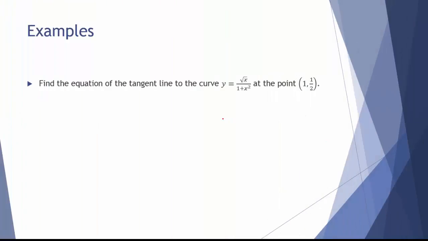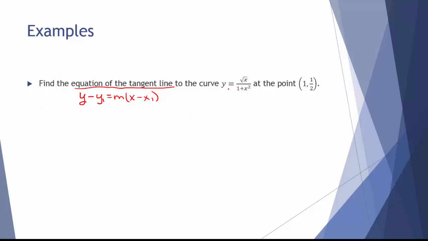Let's take a look at another example. Find the equation of the tangent line to the curve y equals the square root of x over 1 plus x squared at the point 1, 1/2. So notice we're right back to find the equation of the tangent line. To find the equation of any line, you only need two things. You need a point and a slope, at which point you can then use the point slope form: y minus y sub 1 equals m times x minus x sub 1. We have the point. The point is 1, 1/2. So all we need is the slope. Since this is the tangent line, we need the slope of the tangent line, also known as the derivative.